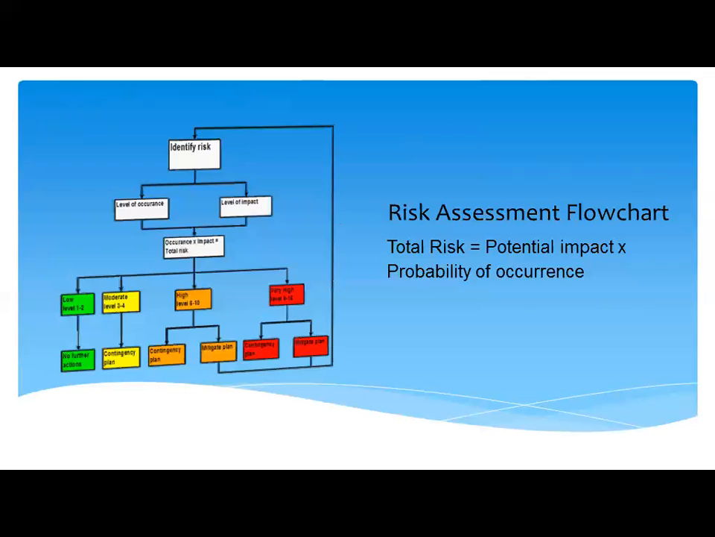If you look at the slide, you will find that the first step is to identify the risk. Then identify the level of occurrence and the level of impact. Total risk can be derived from the following empirical formula, which is total risk is equal to potential impact into probability of occurrence. Mitigation techniques have been shown depending on severity in my next slide.